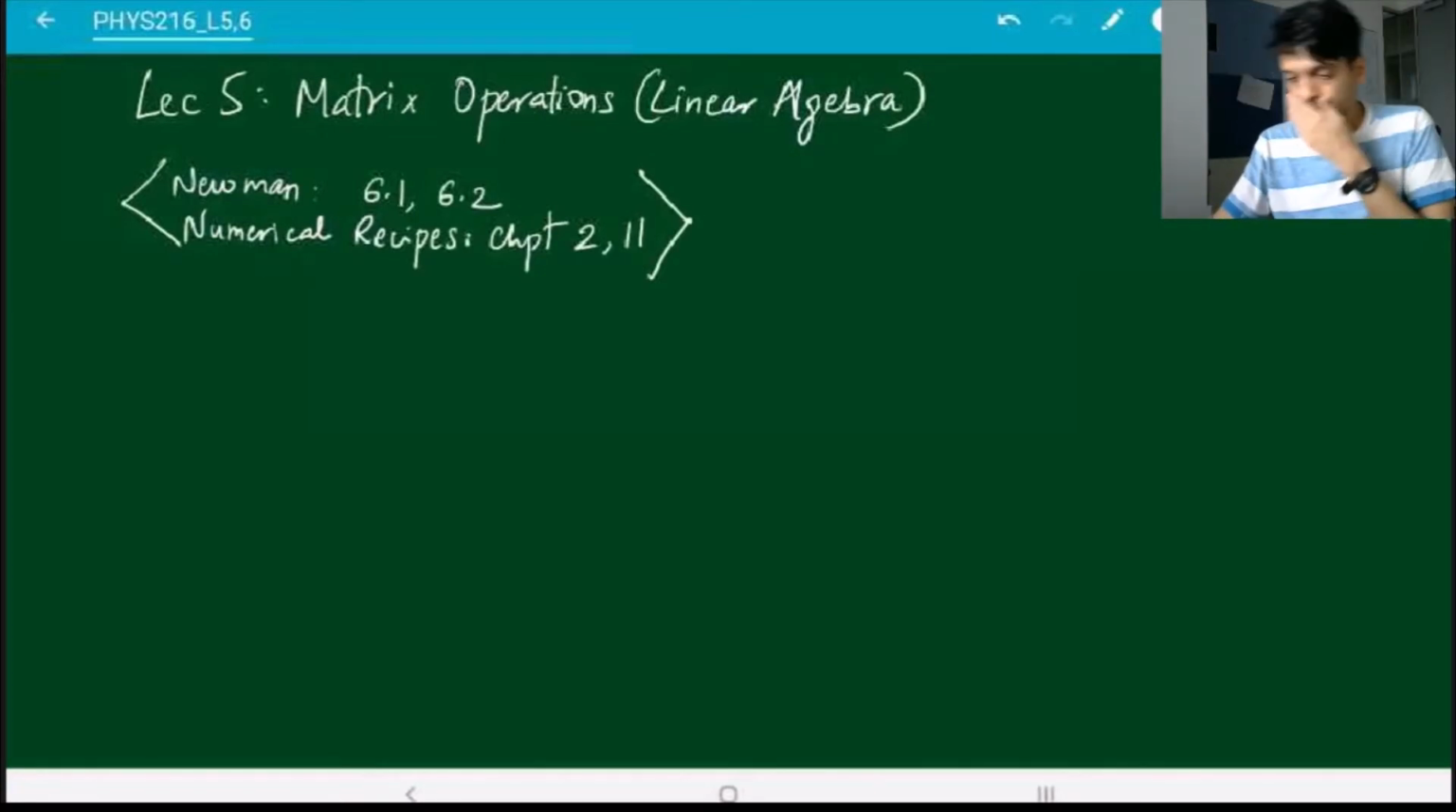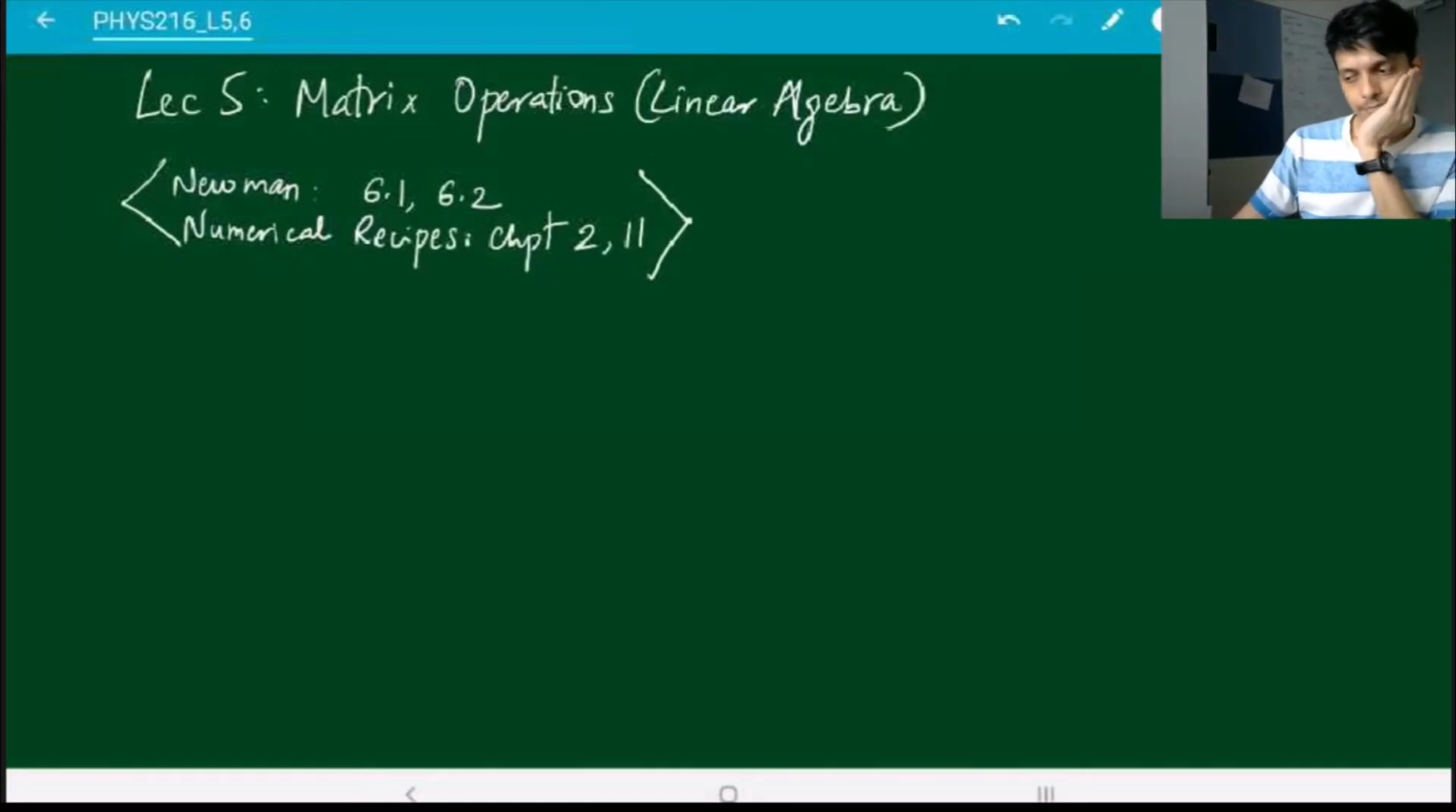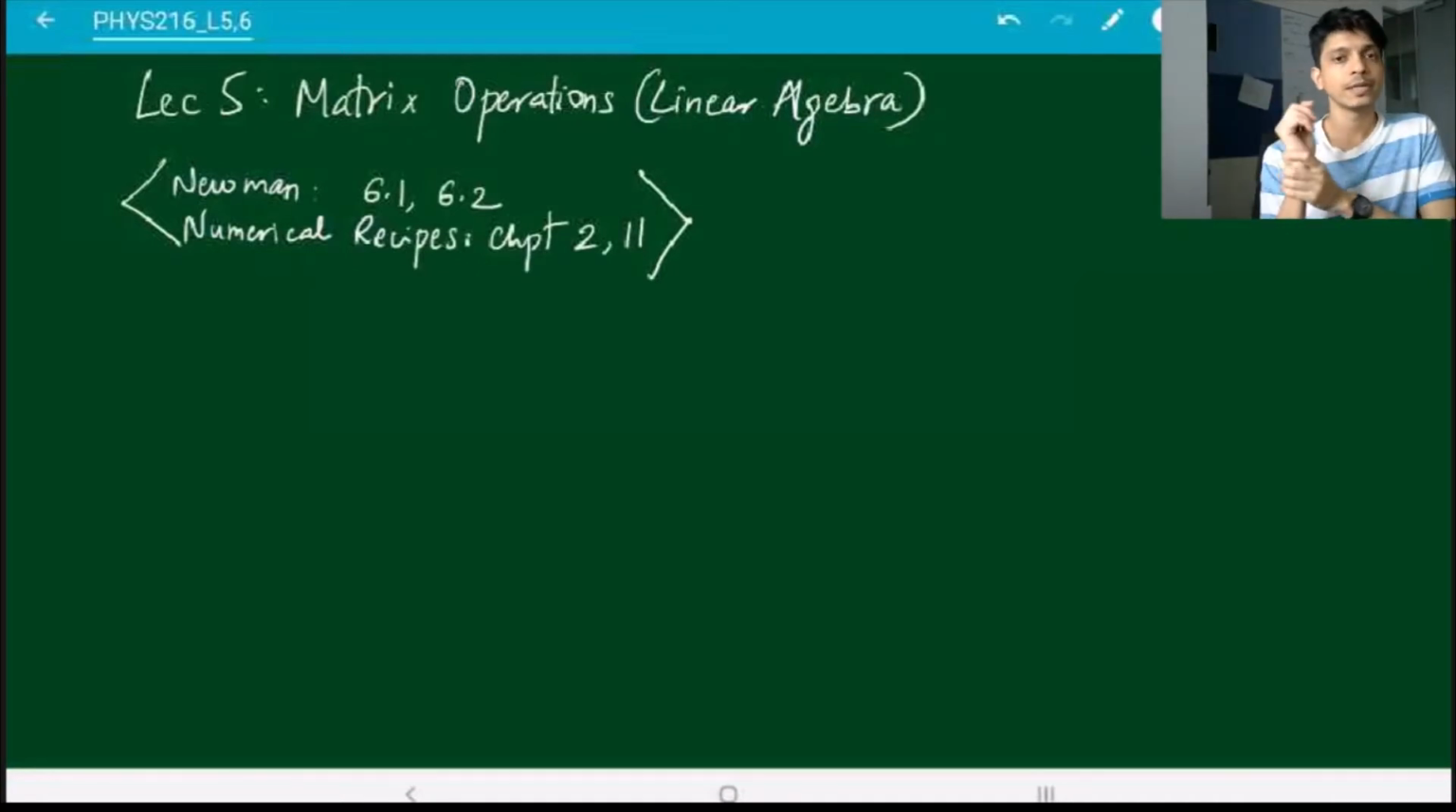So, why exactly do we care about doing matrix operations or linear algebra numerically? These topics have very wide applicability. Of course, all of quantum physics, quantum mechanics, is based on linear algebra. So if you want to do any kind of numerical calculation within the framework of quantum mechanics, then of course you need to use the tools of linear algebra.